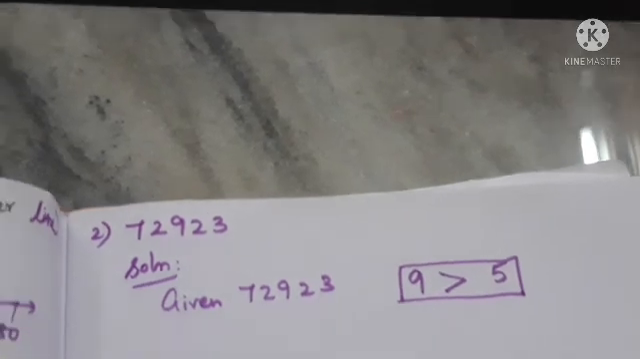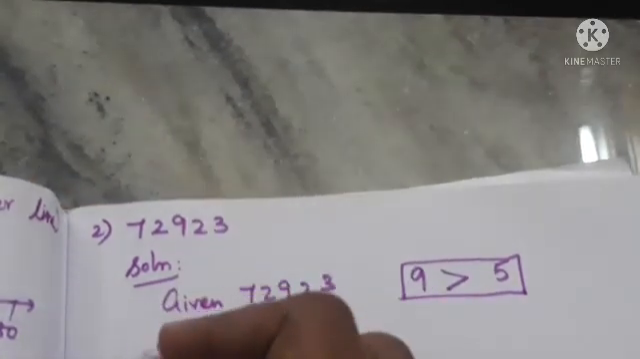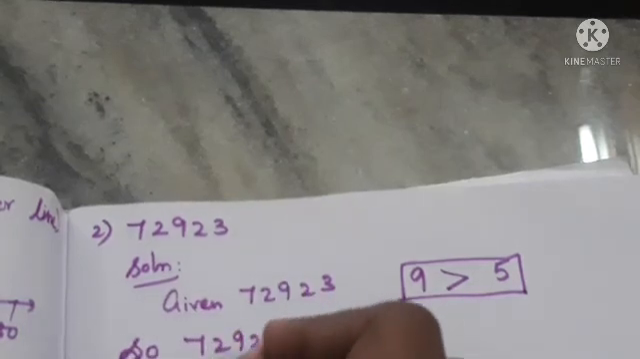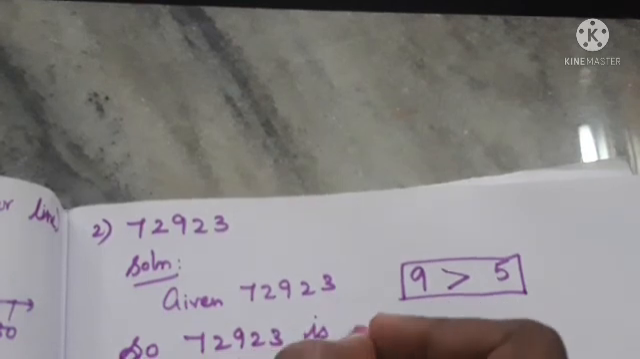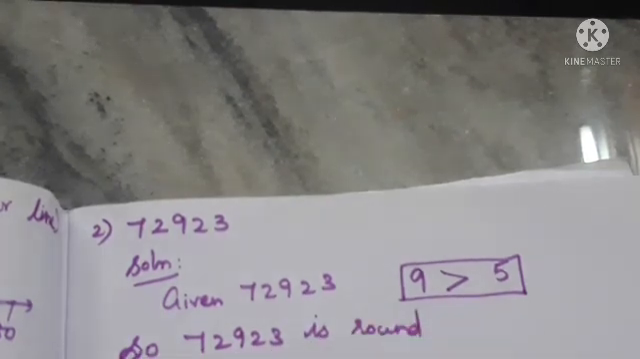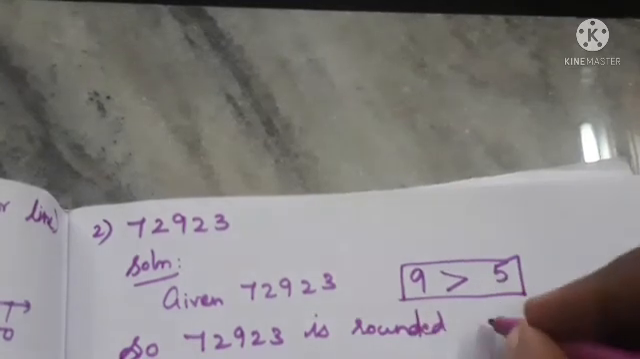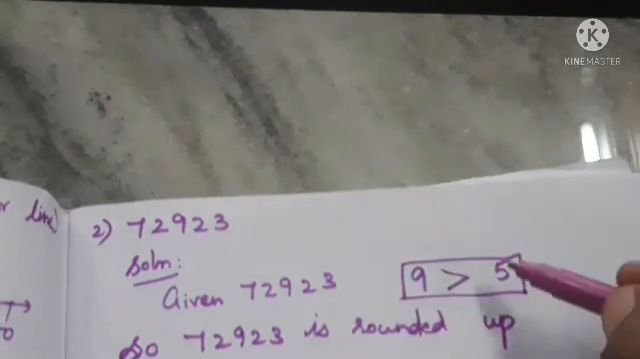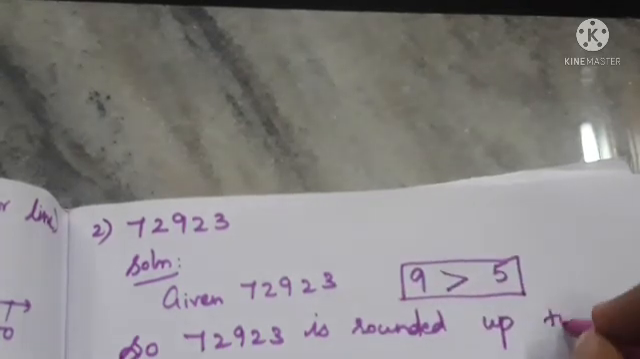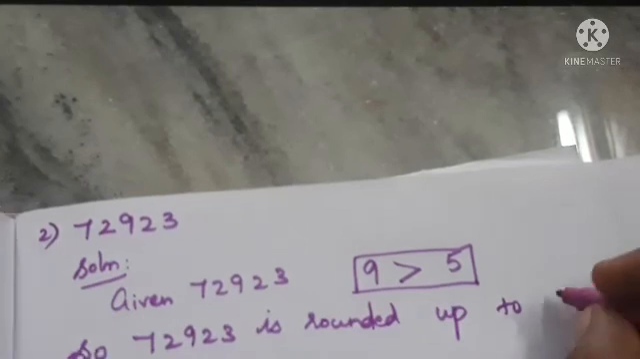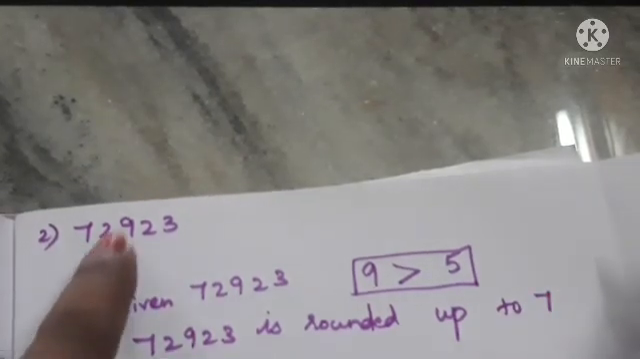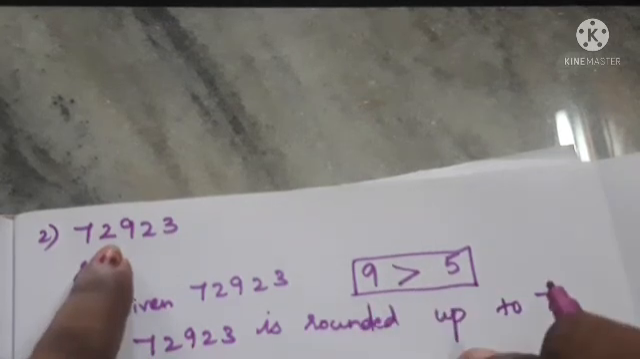So how can we write the answer? 72,923 is rounded up or down? It is rounded up, isn't it? Because the 100 place is greater than 5. So round up. 10,000, no. So write the 7 as it is. Then 2,000 we have, but it is round up. Round up means we have to add 1 to the 1000 place.